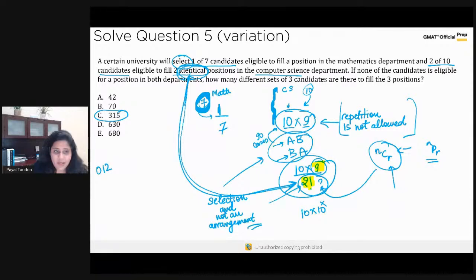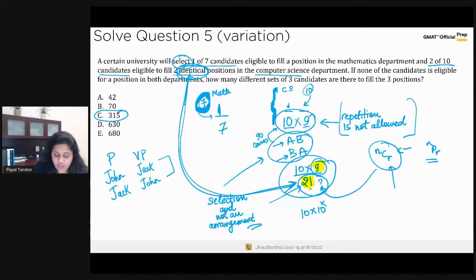But because these are identical positions, whether I select John first for that position or Jack first doesn't matter. But let's say the positions were for president and vice president. Now let's say I select John as the president and Jack as the vice president. In my second one, I may select Jack as the president and John as the vice president.